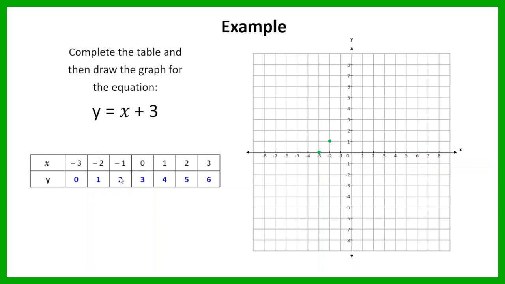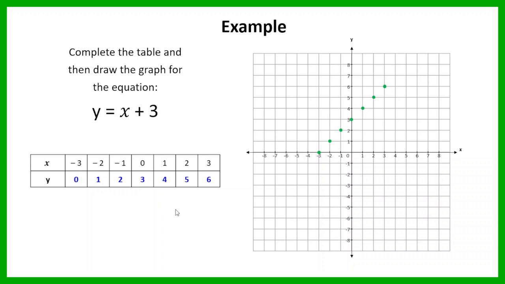Then if x is negative 1 and y is 2, that's going to be this point over here. Then if x is 0 and y is 3, that's going to be this point over there. Then if x is 1 and y is 4, I'm going to have this point over here. And then if x is 2 and y is 5, I'll have this point over there. And then if x is 3 and y is 6, here's x is 3 and y is 6, that's my point over there. So that is what all of the points look like if I plot them from this table.